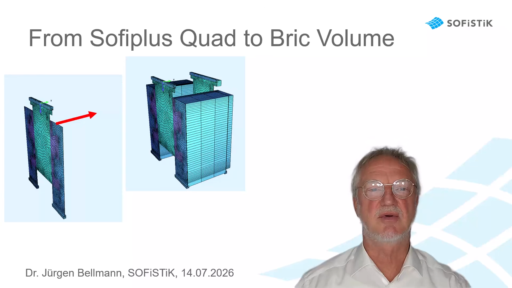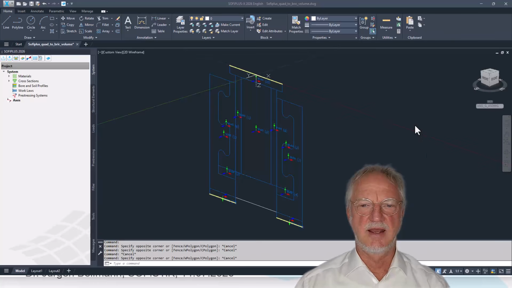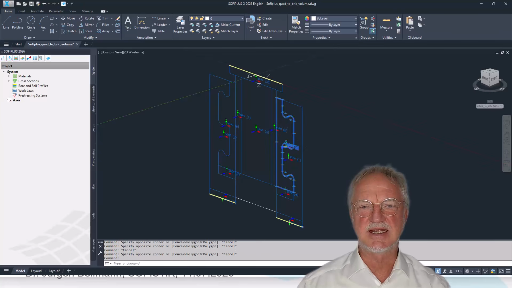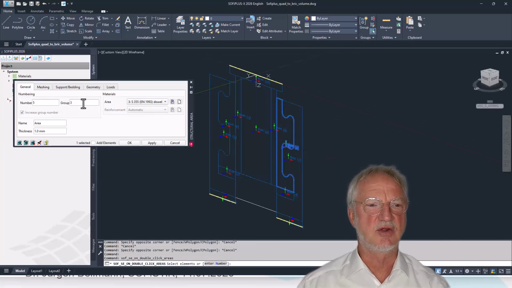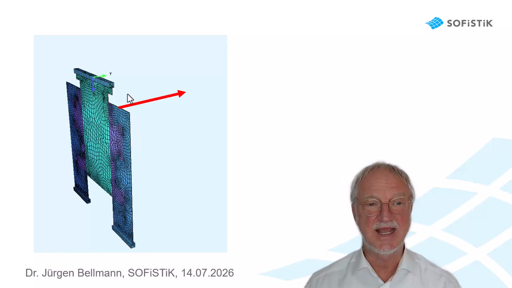In this video I want to show you how to create brick volumes starting with SOFiPLUS QUAD areas. I started in SOFiPLUS defining some areas, and of course it is important to give these areas a specific group number. Here, group number 3. These are the master group numbers of the whole system. After a SOFiPLUS export, we get these areas here, and we want to extrude it into this direction.